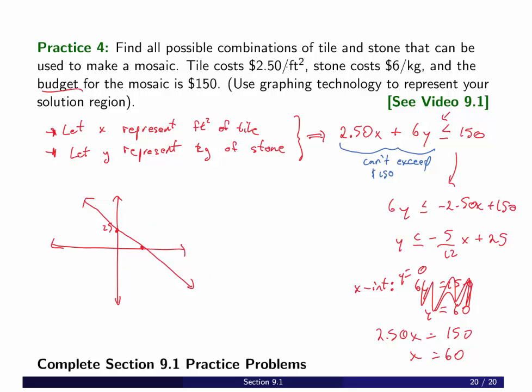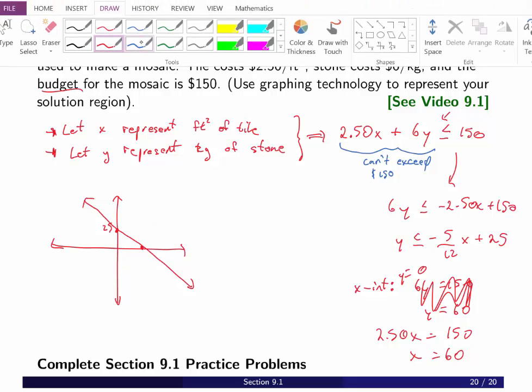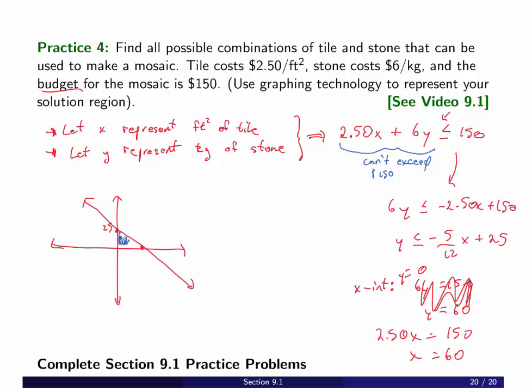Makes it very easy to graph, but what I want to show you is that the solution region for this question is only this. And the question is why. You cannot be out of quadrant 1. So it has to be in quadrant 1 because you can't have a negative tile. Okay, can't have negative tile or stone. Okay, so that is the solution region, that very small.